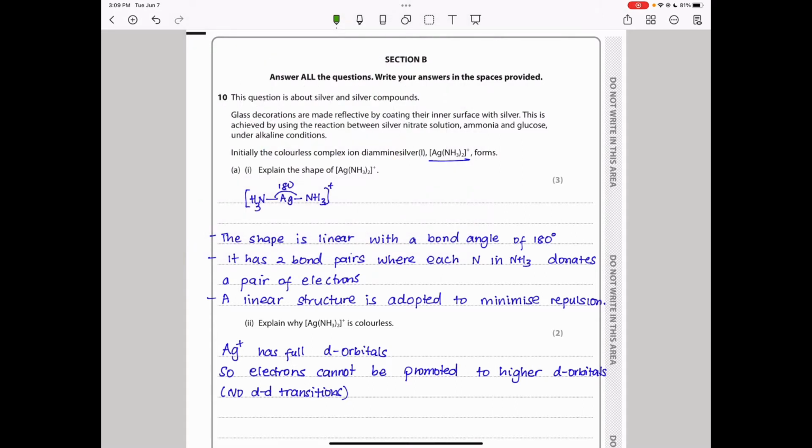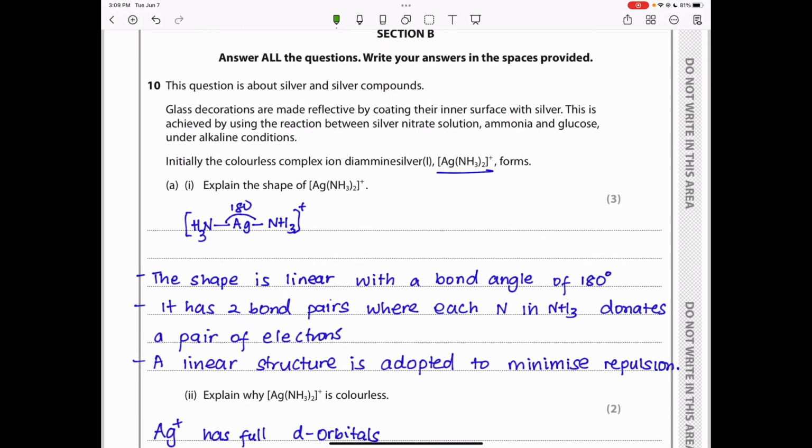Because we have been given the complex here, you have to see that there are two ligands, and we have one central metal. So you position the metal and the two ligands, NH3 and here NH3. And we know that each ligand is connected to the silver using a dative covalent bond because it has a lone pair on each nitrogen atom. Now you put a bracket like that and put a positive charge on the other side.